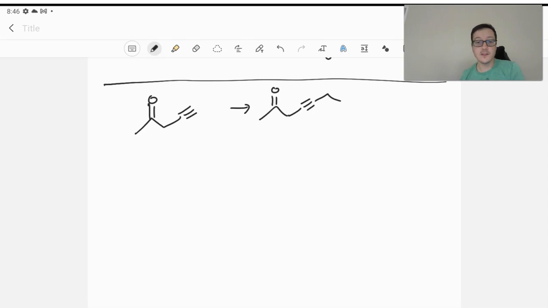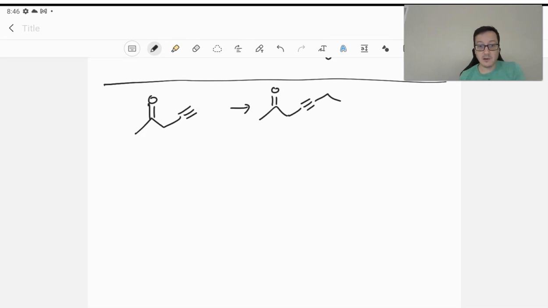Let's take a look at this synthesis problem. In this case, we're starting with a combination of a ketone and an alkyne, and we're just adding 2 carbons to it as an ethyl group. Normally, we'd think, okay, well, we've got an alkyne, we have our nucleophile already, basically. We just need to deprotonate it, and poof, we have our nucleophile. Throw in some ethyl bromide or something, and we're done.